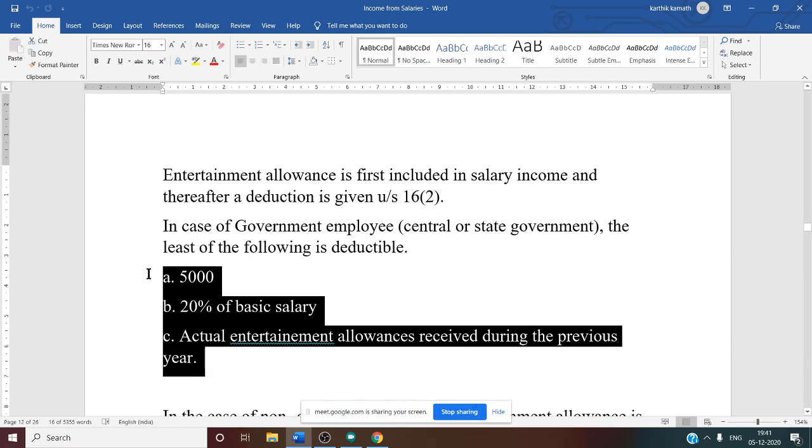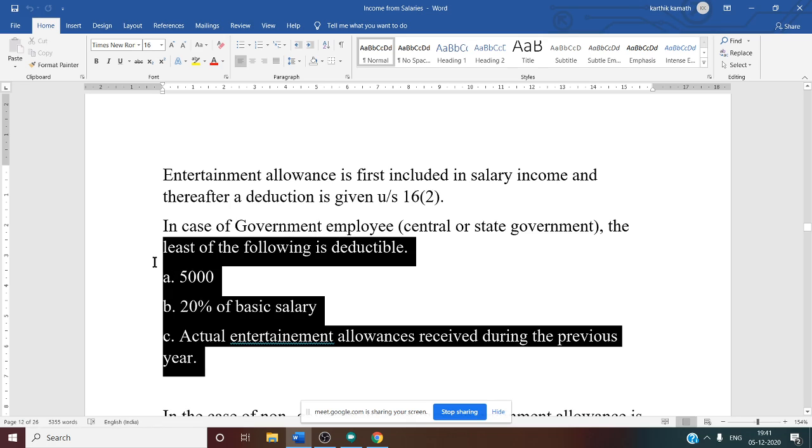So there are 3 points. See this. One is 5,000, that is a fixed amount, or 20% of the basic, or the actual entertainment allowance received during the previous year. Among these three, whichever is low is deductible. So that is about entertainment allowance.